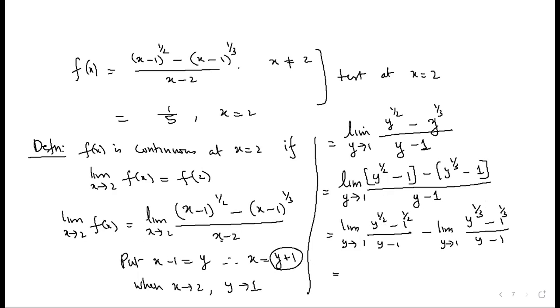Now can you tell the answer? 1 raised to half minus 1. Right. So 1 by 2 minus 1 by 3. So that is 1 by 6. Raj, very good. I'm very happy with you for giving me this answer.